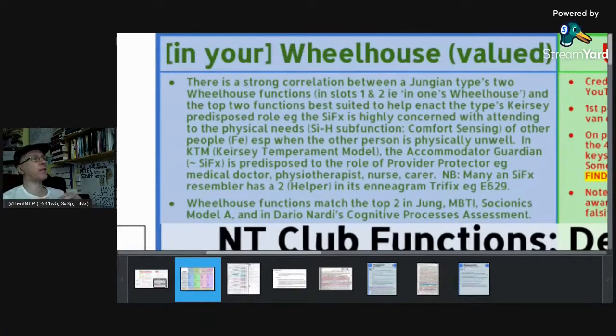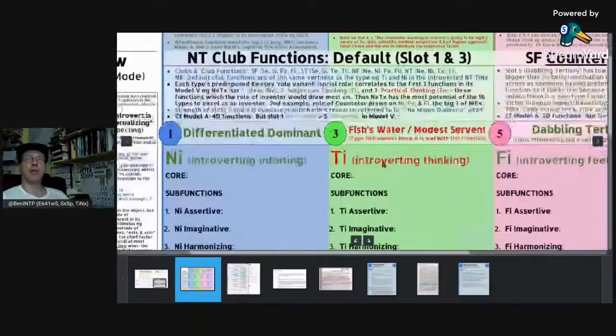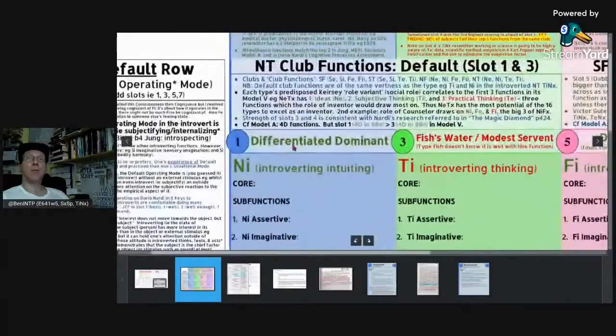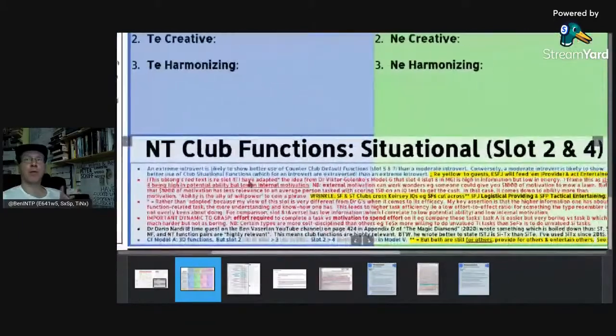So what we're seeing here is there is a correlation between the Kersey predisposed role and the functions in the wheelhouse column. And so you can say that that is a social level correlate of a function pair, or function triad if you include this position here, fish's water. So again, I'm just going to read a little bit from here because we're going to cover most of this when we do slot four.